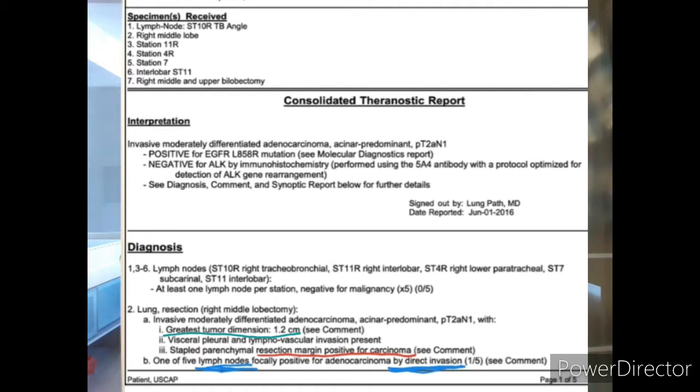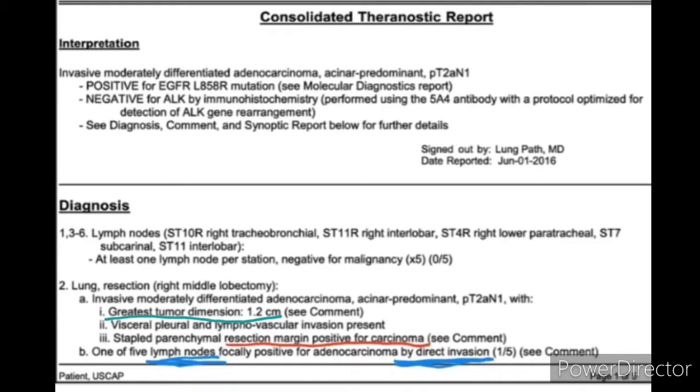Now going down just below that, in blue, you see they're talking about lymph nodes. Now, 1 out of 5 of the lymph nodes was positive for adenocarcinoma. And again, adenocarcinoma is the common type of lung cancer that we were talking about here, called non-small cell lung cancer. So basically they're saying 1 of the 5 lymph nodes had cancer in them, but notice it says by direct invasion. This is an additional note where they're saying this is a different way for cancer to spread.